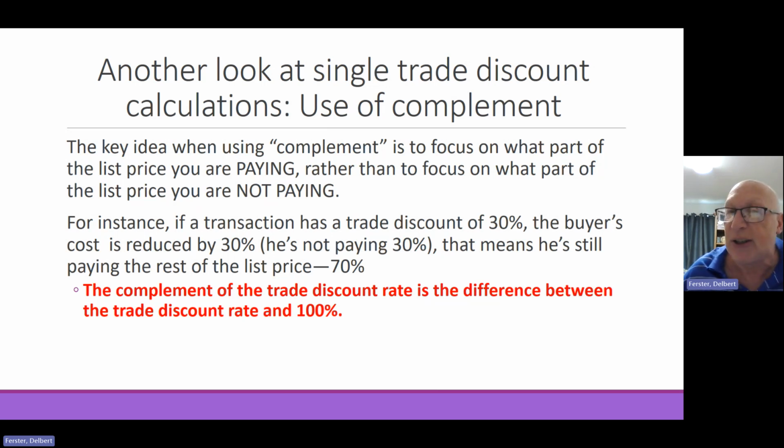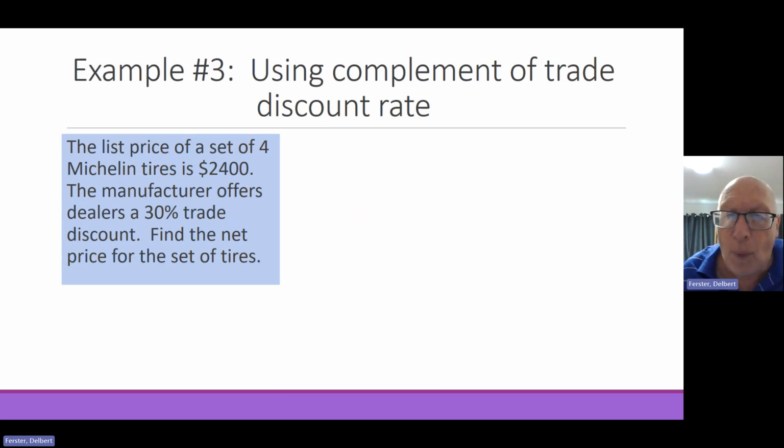So this notion is useful for us, particularly if we want to go a little faster. We just want to get a quick handle on what the net price is without maybe having to look at the dollar price attached to the trade discount amount. All right, here's an example for us. We got 4 Michelin tires at $2,400. It's a 30% trade discount.